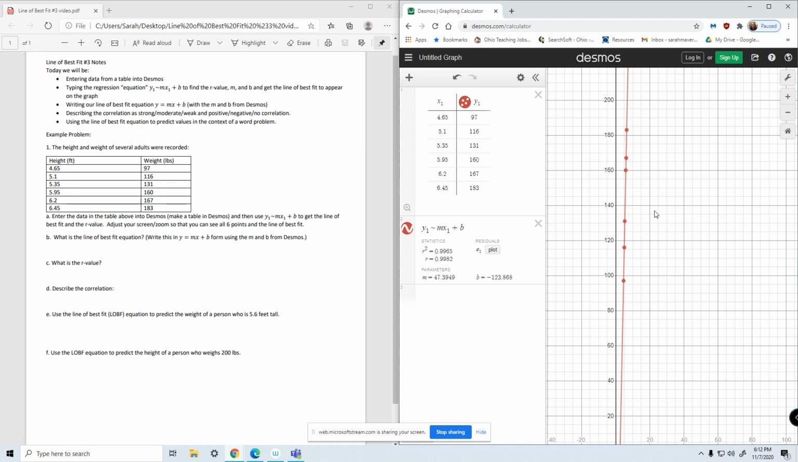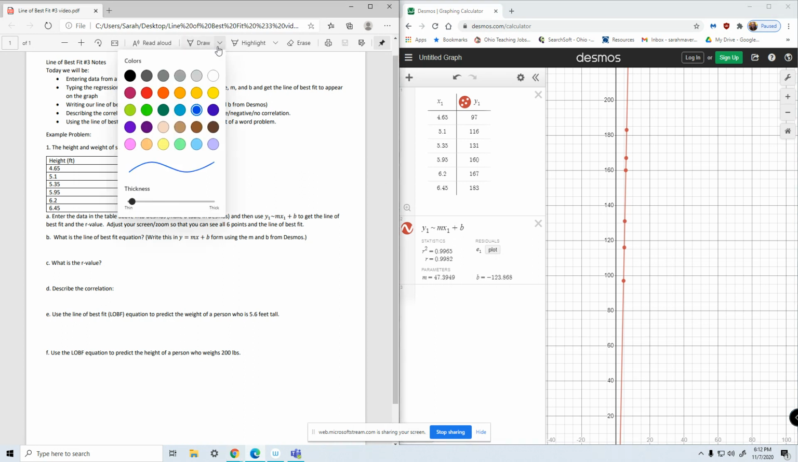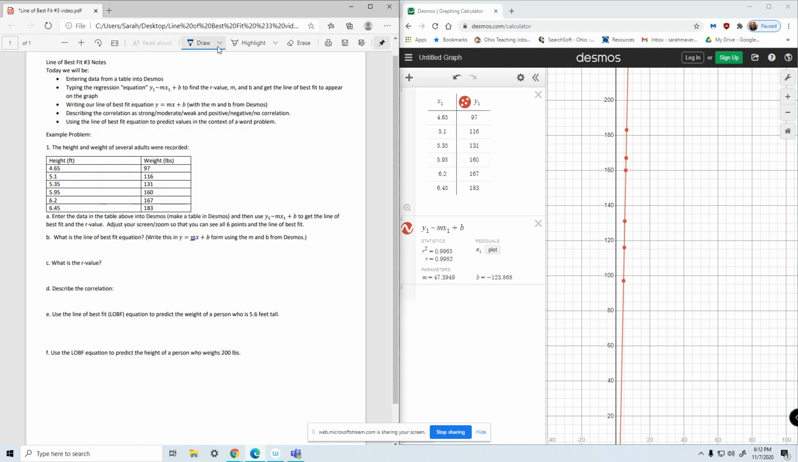So we've taken care of part A, which is putting the table into Desmos and getting our values, the r value, the m, and the b, to pop up. Here's where we come into things that are new to us. What is the line of best fit equation? Anytime they're asking us to write a line of best fit equation, we're going to write this in y equals mx plus b form, but we are going to use m and b from Desmos.